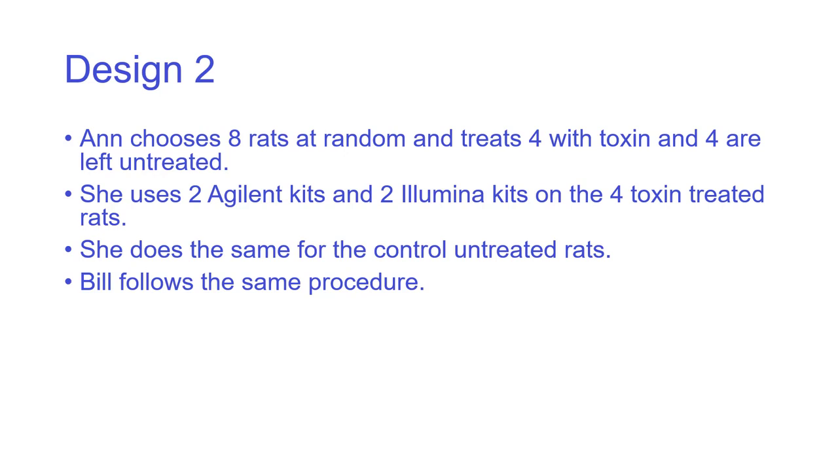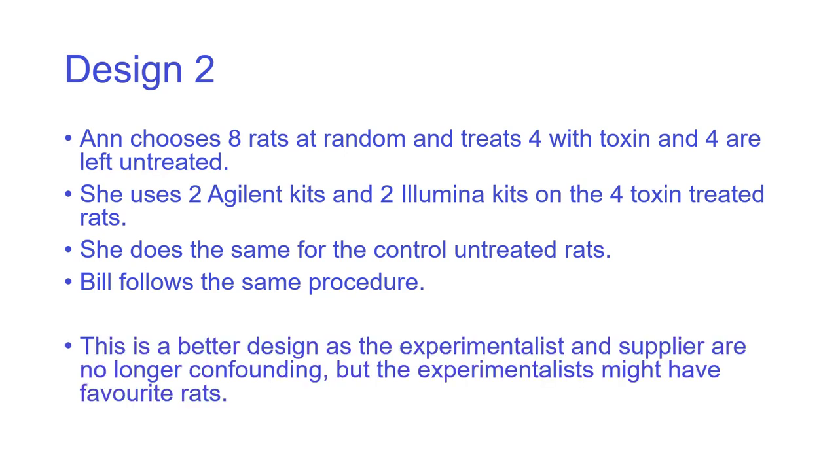Now this is a good design in terms of blocking. You've removed the test kits and the experimentalists as confounding variables. So now you can see if there's a genuine difference between the rats that are exposed to the toxin and those that aren't. But there's still one thing that you could do better, and that is, do the experimentalists have favourite rats?